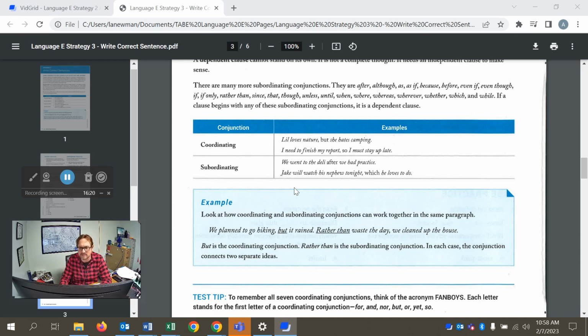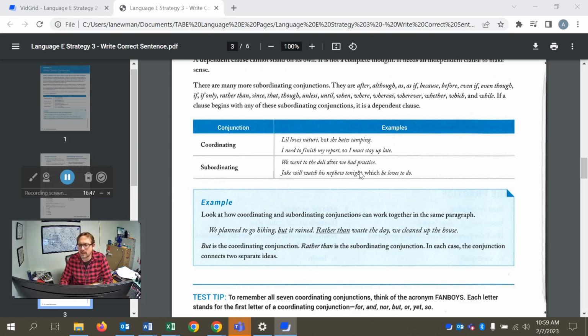Okay, subordinating conjunctions. You're going to notice that we may or may not need to use a comma depending on how it's set up. So the first example, we went to the deli after we had practice. All right, so we know that after is a subordinating conjunction. How? Because it's not one of the coordinating conjunctions. It's not one of the FANBOYS.